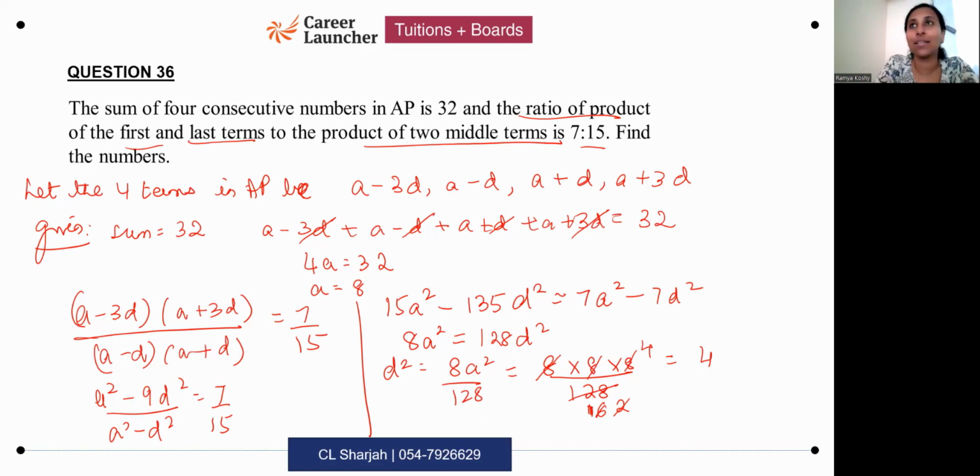8A square, right? Then how did you get 8 into 8 into 8? A is also 8, because A's value is 8. We found that here. Okay.